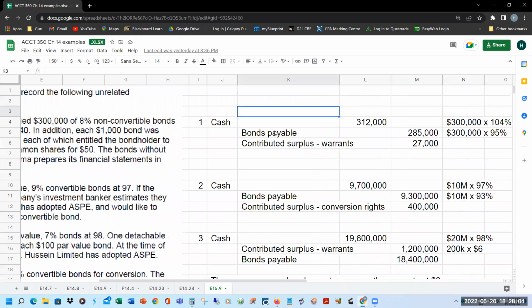You debit cash for $312,000, and credit the bonds payable for how much the bonds would actually have been sold for had they come without the warrants. So that's $285,000. And the difference, $27,000, was received on account of the warrants. Warrants are a financial instrument.